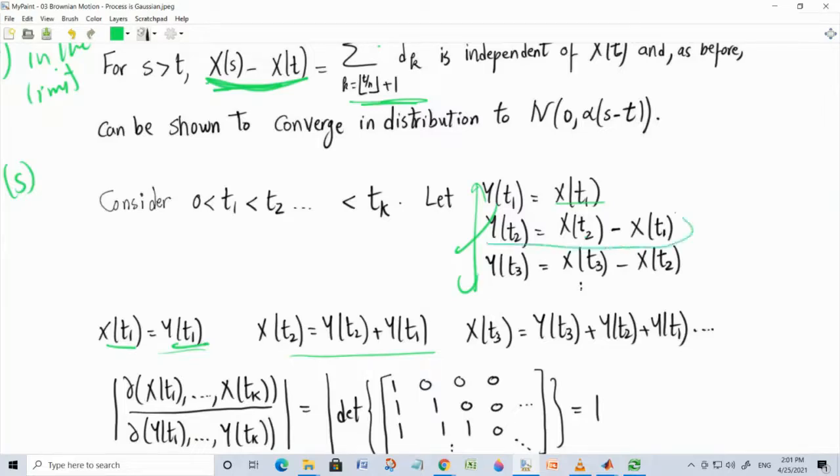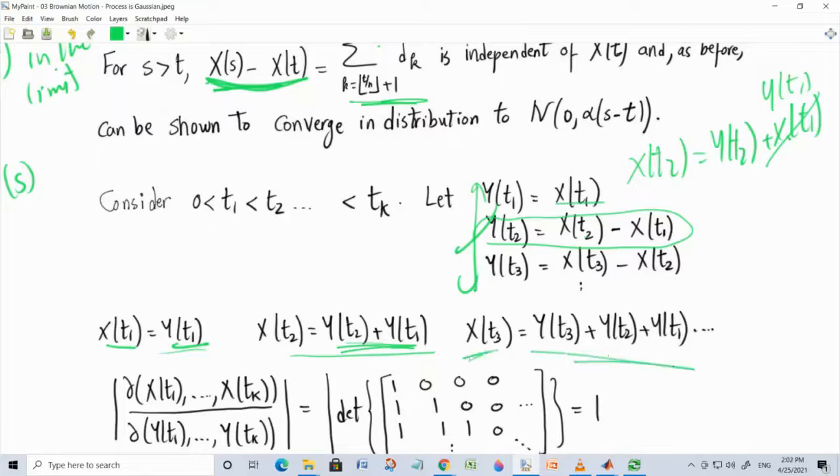Now, using the second equation, x of t2 is equal to y of t2 plus x of t1. But x of t1 is equal to y of t1. So x of t2 will be the sum of these two y's. You can verify that x of t3 will be the sum of these three guys, and so on.